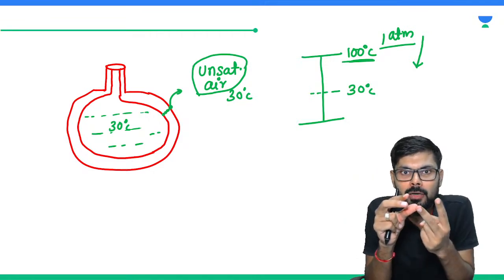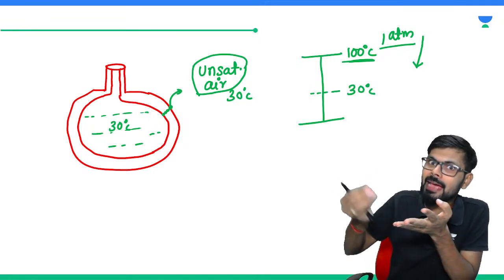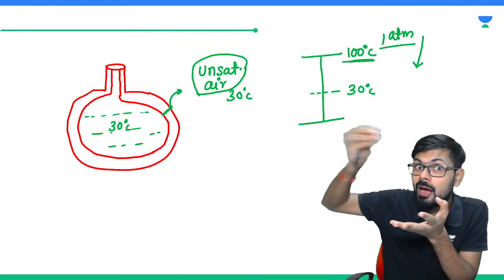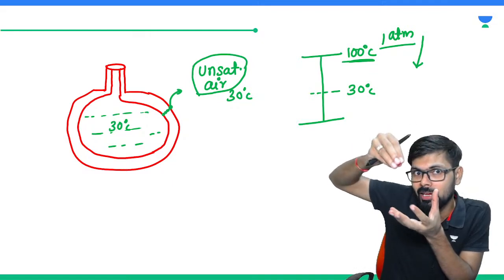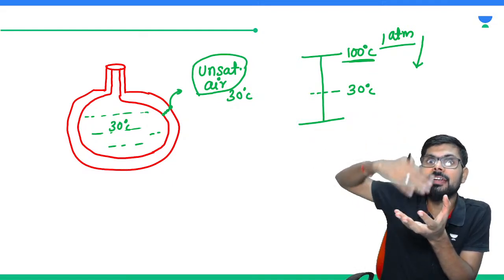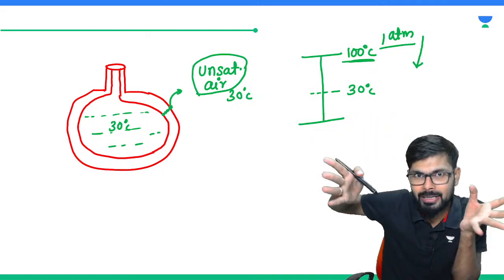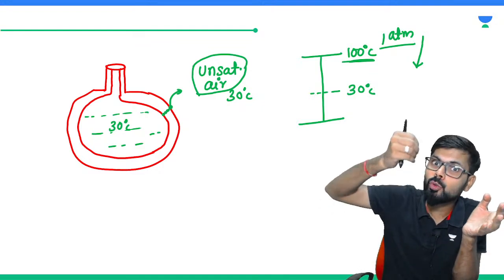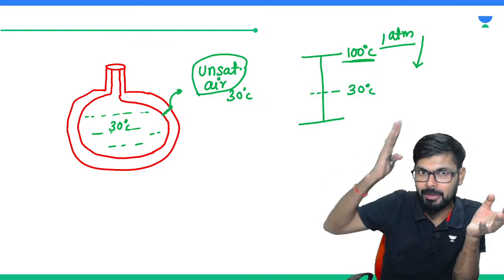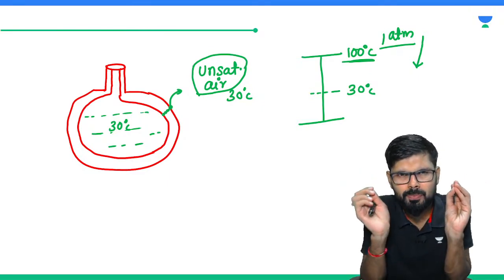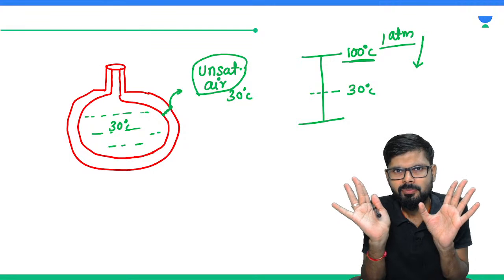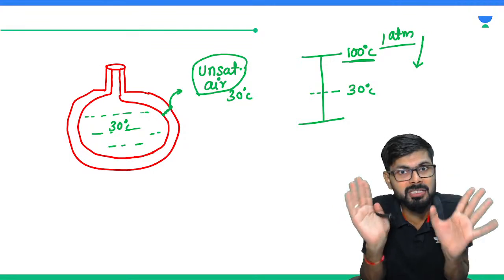Now if you start adding vapor to the air, then what will happen? After a certain condition, it will be the saturated condition. After that, you will not be able to add vapor. Many people are confused. Please listen here carefully. This concept is not that easy.